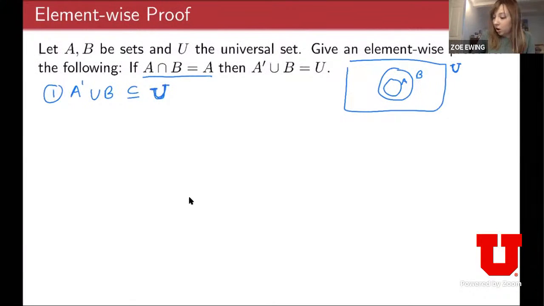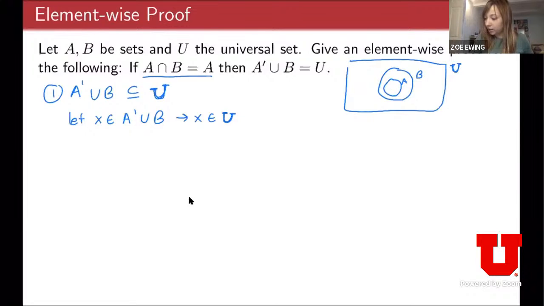All right, so we want to do an element-wise proof. So let's say that X is in A complement union with B. All right, this one's kind of tricky because it doesn't seem super obvious. But this actually, by definition of the universal set, already means that X is in the universal set.